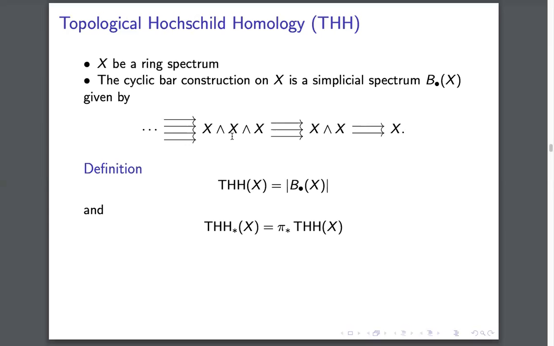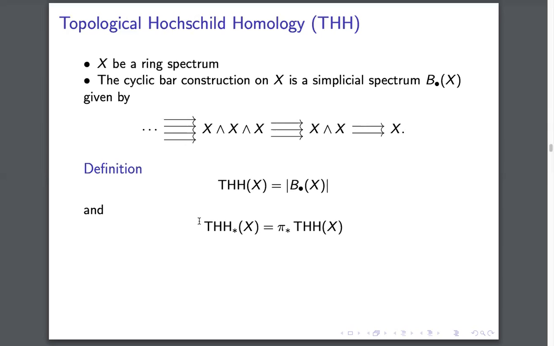And now, just like the way you can start with a simplicial space, apply geometric realization, and obtain a space, with a simplicial spectrum you can apply geometric realization and obtain another spectrum. And that's what you do. You apply geometric realization to the simplicial spectrum, and that gives you your THH. And the homotopy groups of the THH spectrum are your topological Hochschild homology groups.